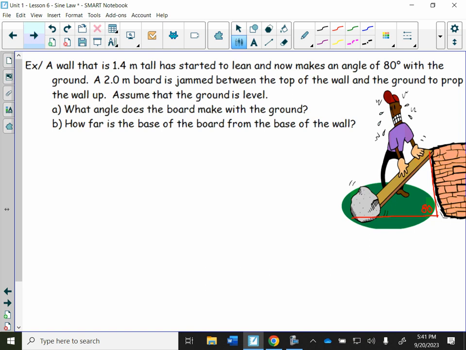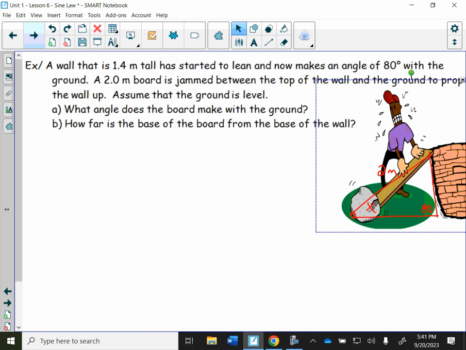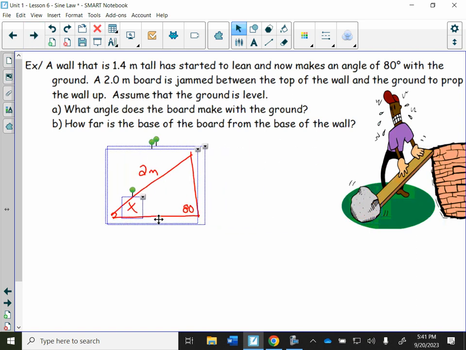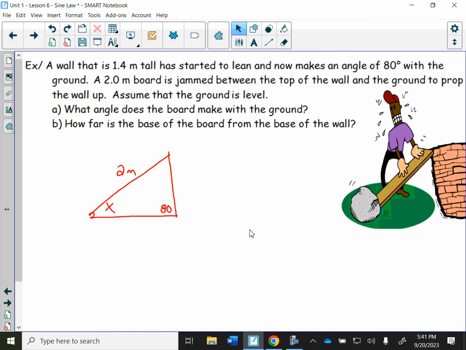Okay, a 2-meter board is jammed between the top of the wall and the ground. So this line right here is 2 meters. And it props the wall up, assuming the ground is level. What angle does the board make with the ground? That would be that angle right there. Now, get rid of my clip art and just bring this guy over here. I don't want my picture. Give me my picture. Let's get rid of the mouse here, guys. Sorry, one second. There's my picture. Okay, we want to know what angle does it make with the ground. Boy, I missed a number here. It's 1.4 meters tall. Okay, find x.